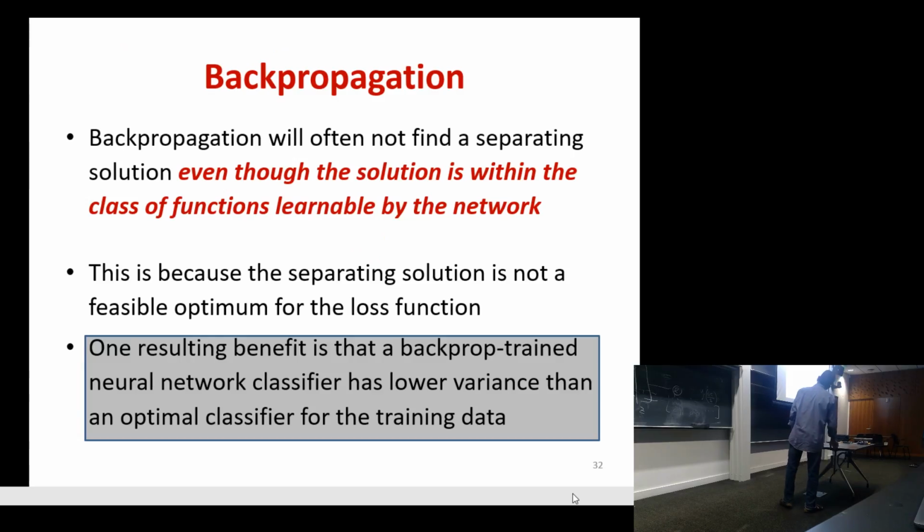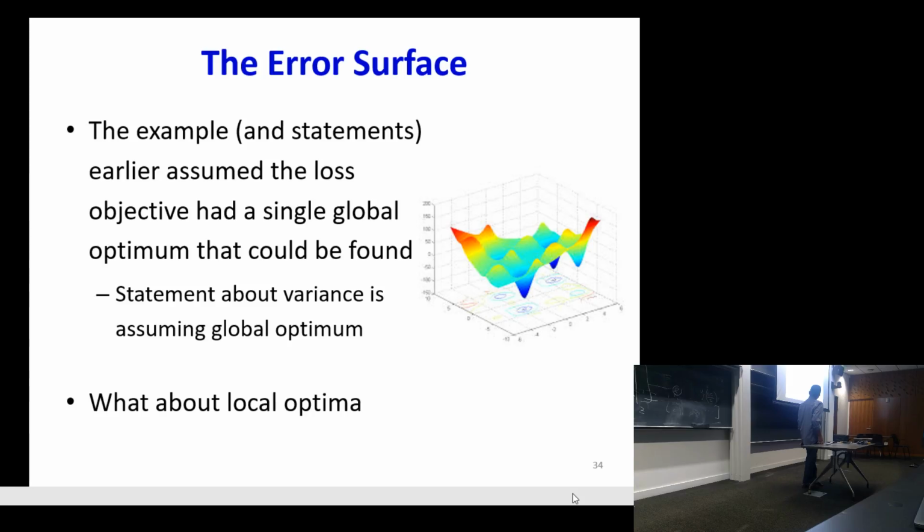So backpropagation will often not find a separating solution, even though the solution is within the class of functions learnable by the network, right? And this is because the separating solution is not a feasible optimum for the loss function. One resulting benefit is that the backprop trained network has a lower variance than the optimal classifier for the training data. I'll stop right here.